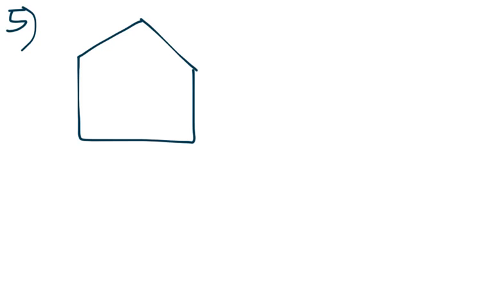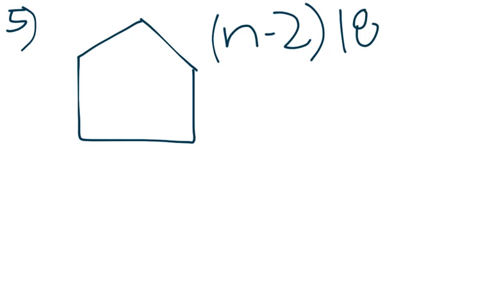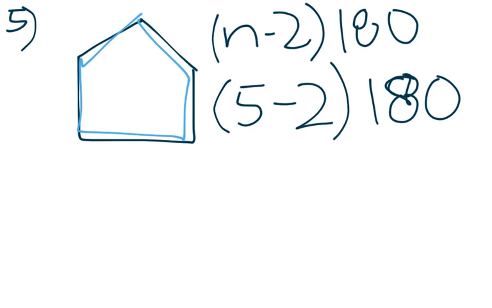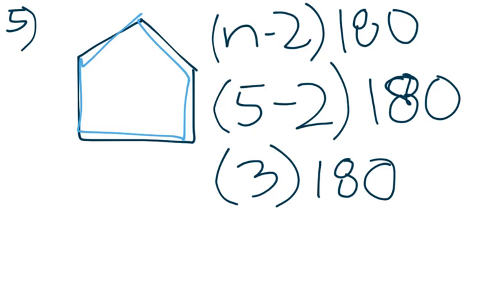Okay, number 5. What is the sum of the measures of the interior angles of a pentagon? So remember, to find the measure of the interior angles, it is going to be n minus 2 times 180. So a pentagon has 5 sides. So instead of n, we are going to plug in 5. So 5 minus 2 times 180. 5 minus 2 is 3 times 180. And 3 times 180 is 540. So the answer to number 5 is C.